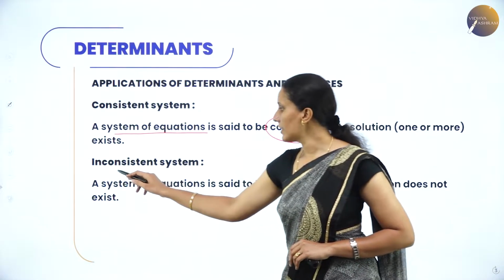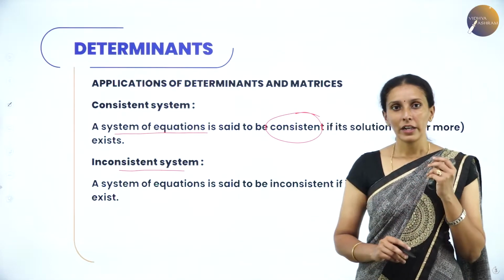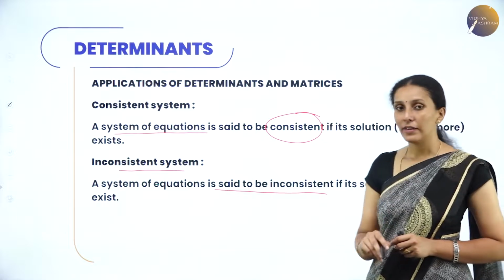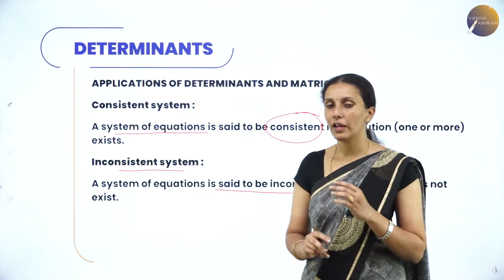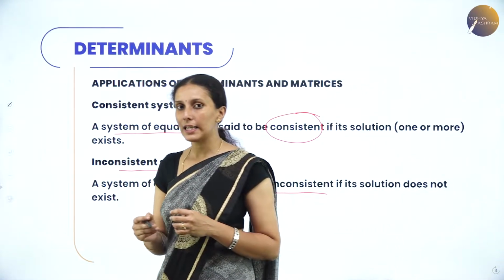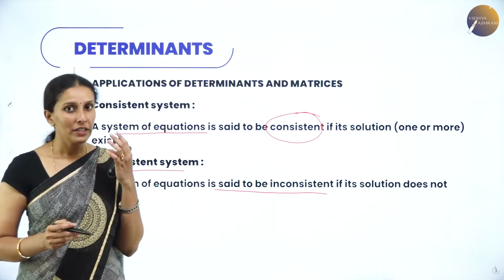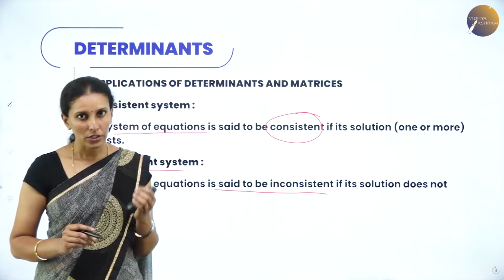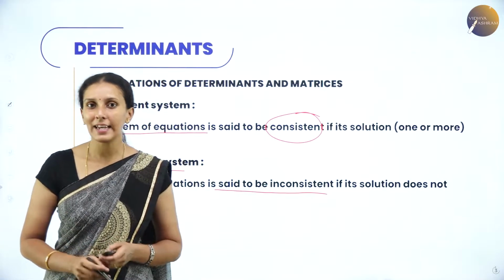And what is an inconsistent system? A system of equations is said to be inconsistent if its solution does not exist. Whenever you have certain simultaneous linear equations to solve, whenever the solution exists, it is called consistent, and if the solution does not exist, it is called inconsistent.